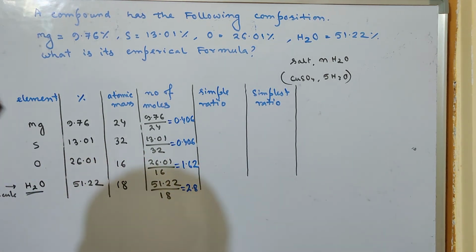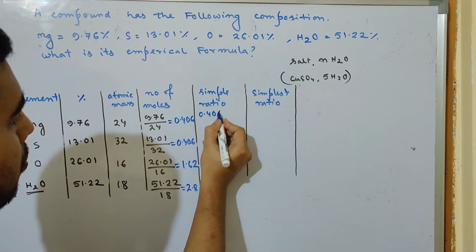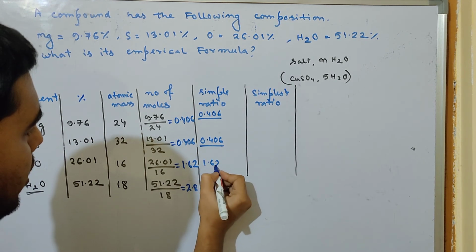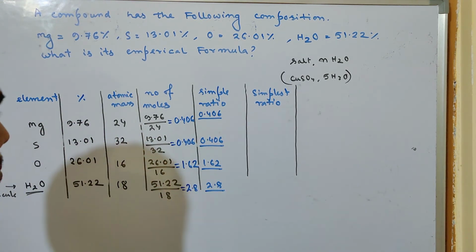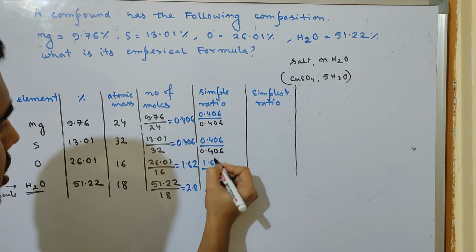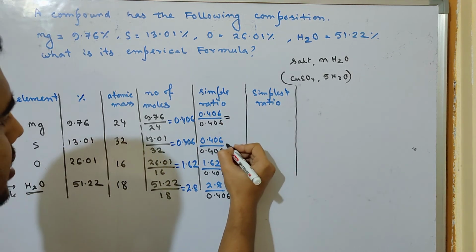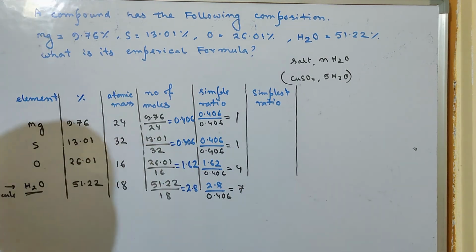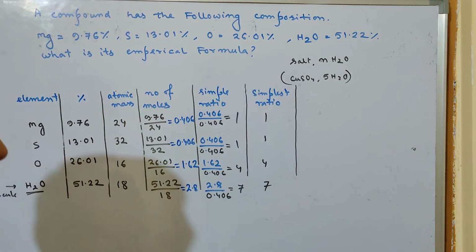In order to find the simplest ratio, we should divide all of them by the smallest number, that is 0.406. So 0.406 by 0.406, 1.62 by 0.406, 2.84 by 0.406. As a result, we are getting 1, 1, 4 and 7. So the simplest ratio is 1, 1, 4, 7. So what should we write?